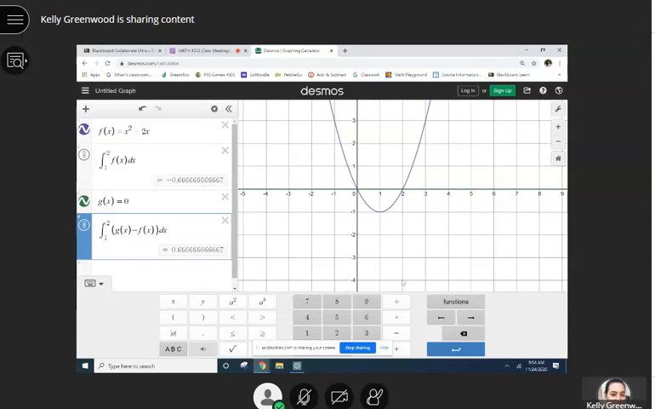And we're going to keep working with this graph, but we're going to change our limits of integration. So before we do that, are there any questions on this one? No? Okay, so let's see what happens when I change those limits of integration.